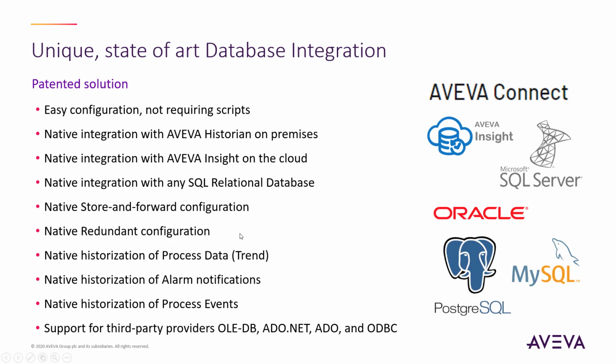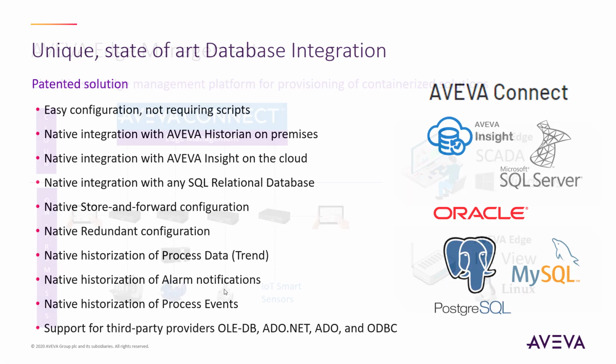The uniqueness of the database connectivity in this product. So first of all, it's very easy. You don't need to write script. You don't need to know SQL. But in addition to the database connectivity, we can integrate with AVEVA Historian, formerly Wonderware Historian, and AVEVA Insight, formerly Wonderware Online in the cloud. So often having store and forward capabilities, redundant capabilities, and being able to get the alarms and events and trend log, just really any logged information to and from databases as well.